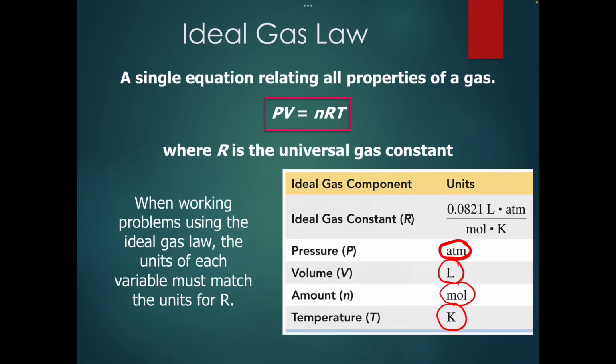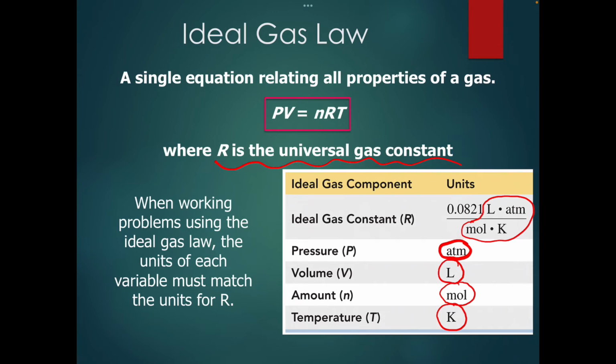Our new thing here is R. R is the universal gas constant, and R will always be the same because it's a constant for any gas. So our ideal gas constant is 0.0821 liters atmospheres over moles Kelvin. This entire thing here is the unit. I know it's a little bit weird. Normally we think about units as like grams or liters, right? But that entire thing is the unit.